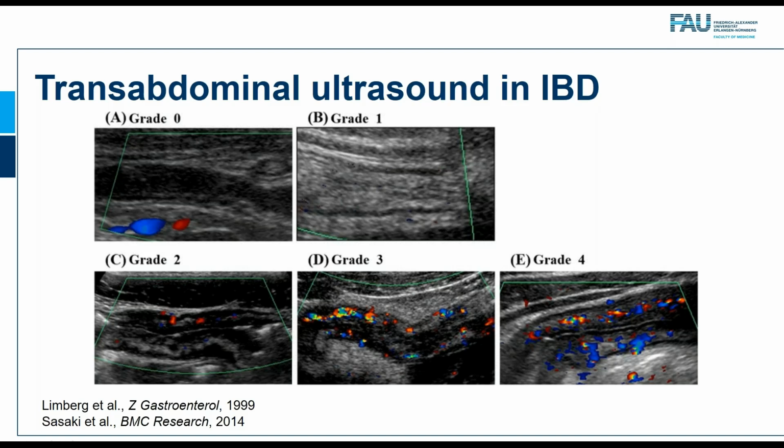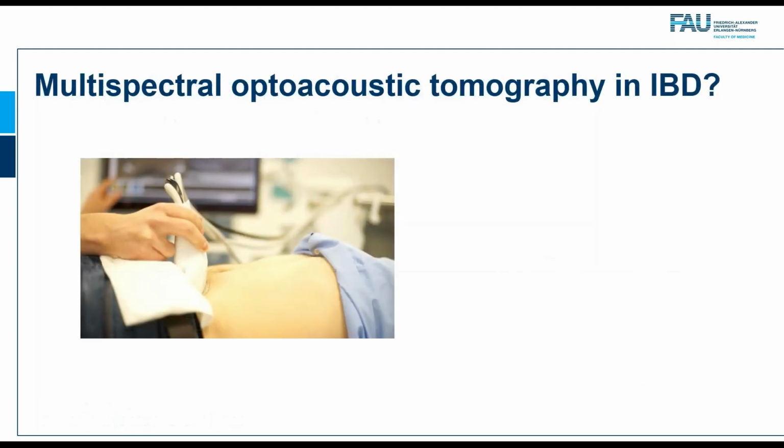However, one downside here is that especially color Doppler sonography is not that sensitive, so we will miss patients that maybe have at least low-grade activity in the gut, which might be relevant, especially in a therapeutic context. Therefore, we thought that multispectral optoacoustic tomography might be an alternative, which could help us identify, even with a higher sensitivity, changes in regional blood flow.